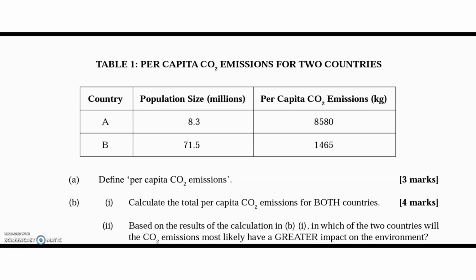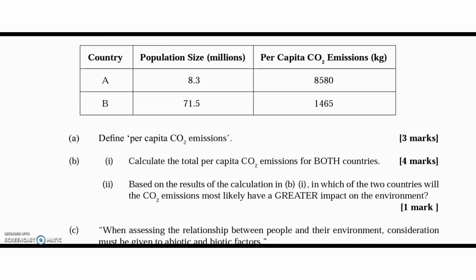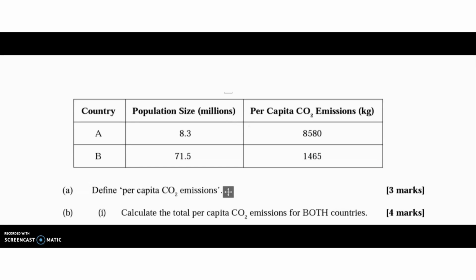Now, part B here is in fact to calculate the total per capita CO2 emissions for both countries. Now, class, if they are in fact asking us for the total per capita CO2 emissions, you will simply take the per capita CO2 emissions and multiply it by the total population. So let's go through this very quickly for country A. 8.3 multiplied by 8,580.